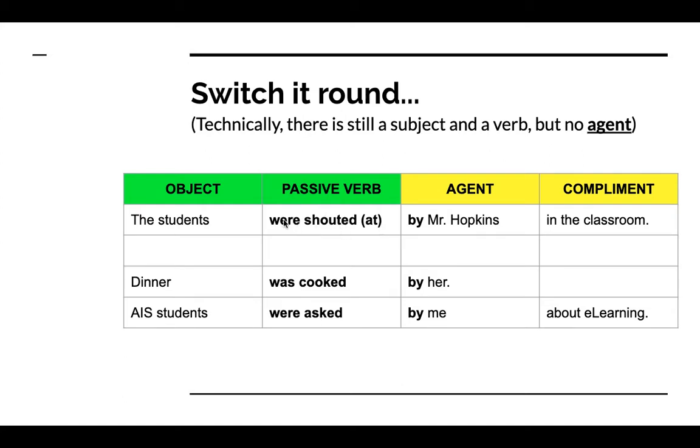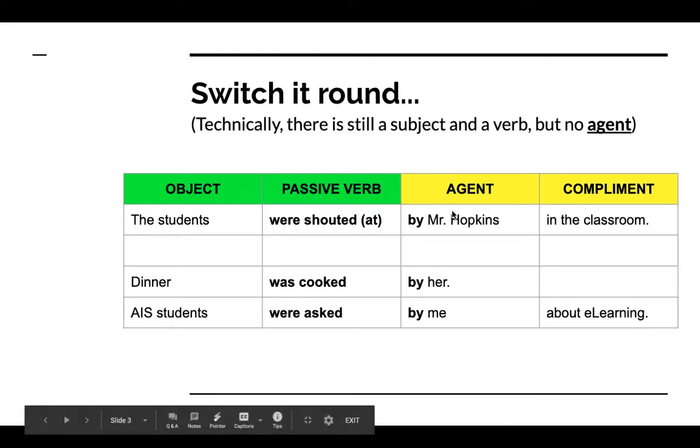So where it said Mr. Hopkins shouted at the students, we've now got the students were shouted at. We had she cooked dinner, and dinner was cooked. And I asked AIS students, were asked, okay? Now the agent, we can actually get rid of. We don't need this, but if we have it, we have to have "by." By Mr. Hopkins, by her, by me. But we don't need it. The students were shouted at. Dinner was cooked. AIS students were asked. Don't need it. Even if I keep the complement, AIS students were asked about e-learning. Fine. We do not need the agent.